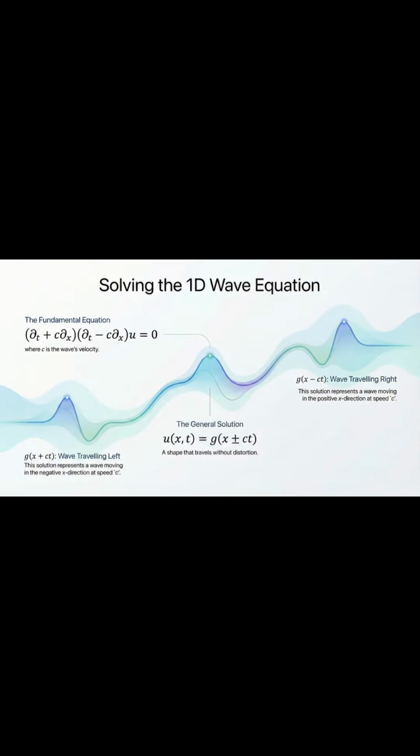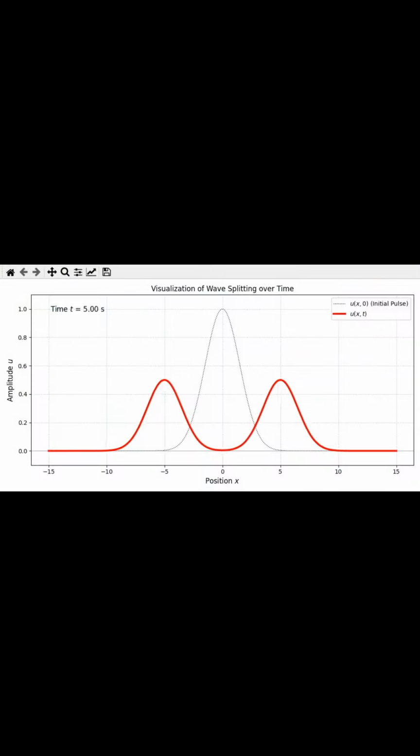So the 1D wave equation shows that any initial disturbance instantly splits into two unchanging profiles, both moving in opposite directions at a constant speed.